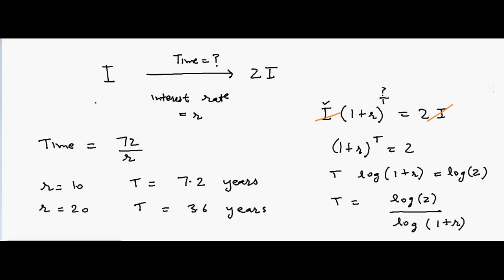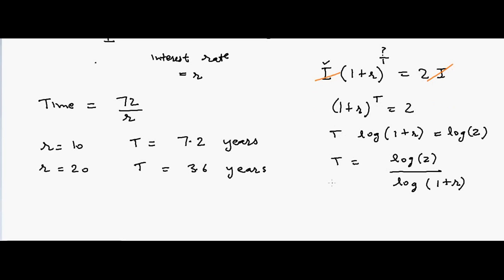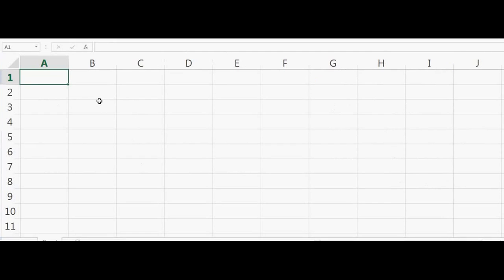Now let me go to Excel and try to solve this equation. Suppose we have R, and we start with 2, 3, 4, 5. This is the rate of interest, and then we have time.